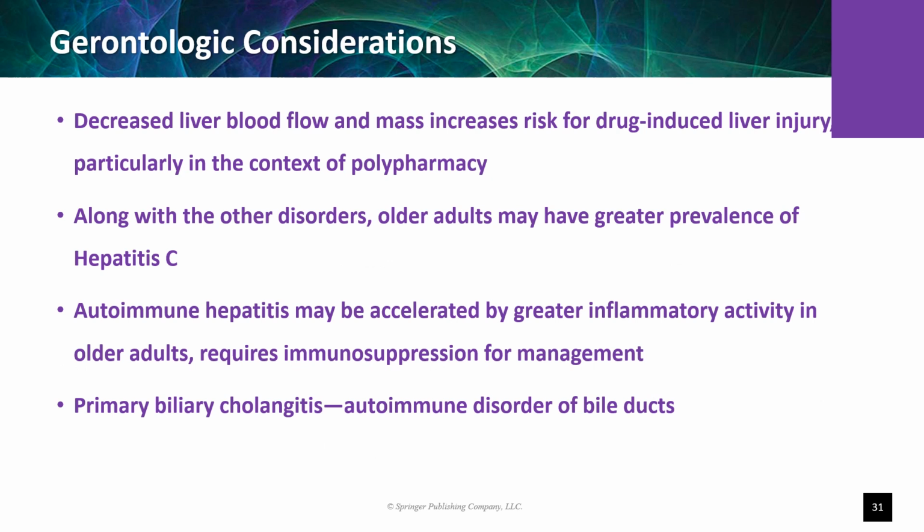Age-related changes in the liver affect the size, perfusion, metabolism of medications, and composition. The primary diseases of the liver in the geriatric population are viral hepatitis, non-alcoholic fatty liver disease, alcoholic liver disease, autoimmune hepatitis, primary biliary cholangitis, and hepatocellular carcinoma.